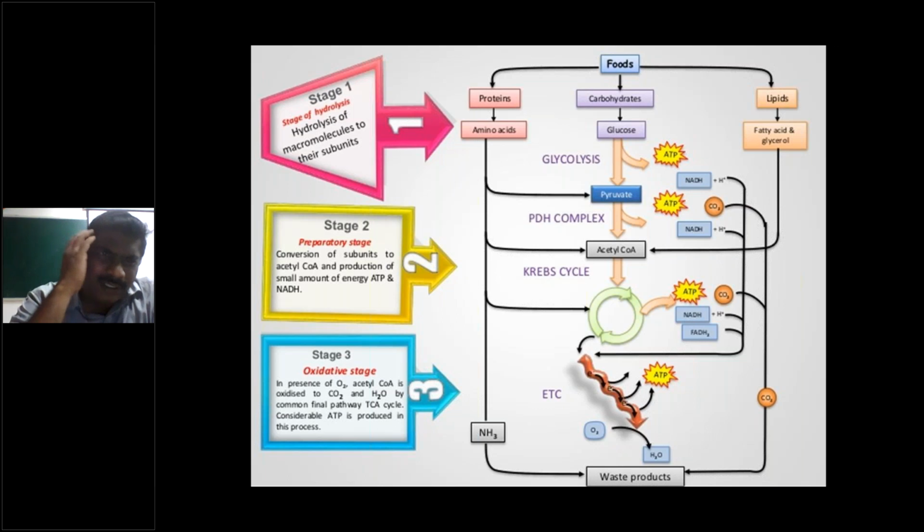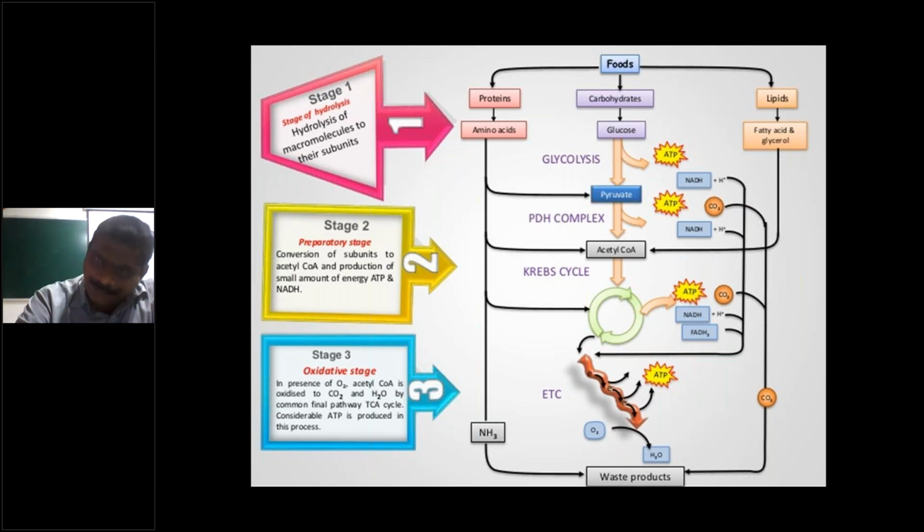The second stage is called the preparatory stage, where the subunits are converted to acetyl CoA, with production of a small amount of energy, as ATP and NADH. So pyruvate goes to acetyl CoA, and a little energy is liberated during glycolysis. ATPs are released, and during the breakdown of fat, NADH is released.